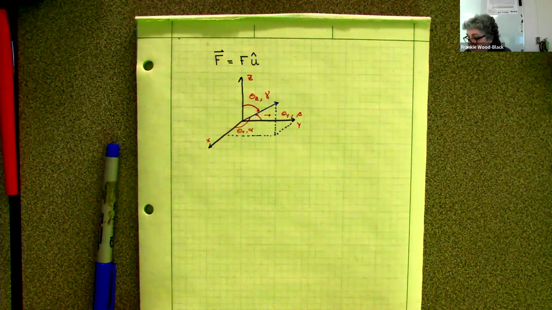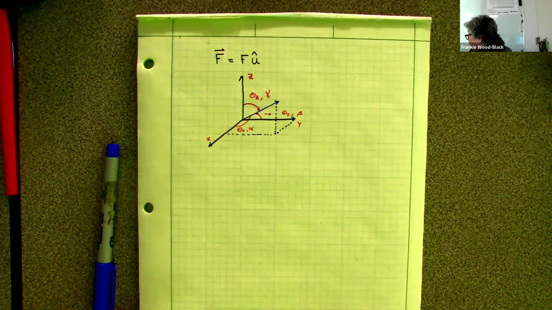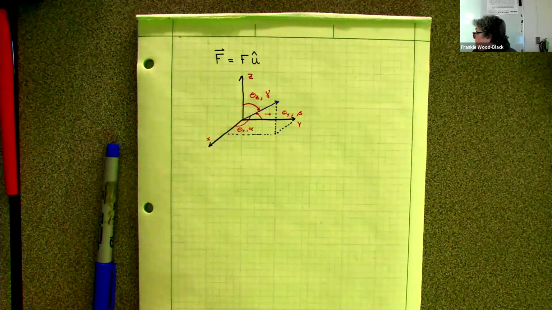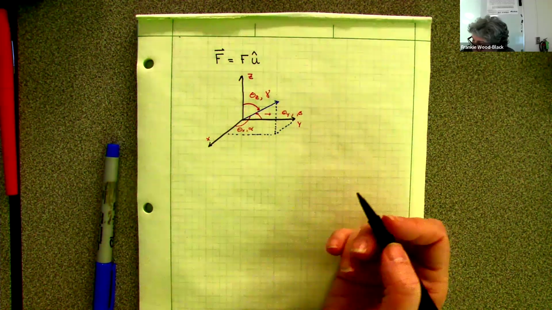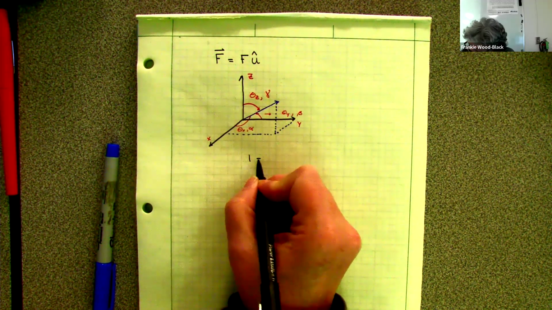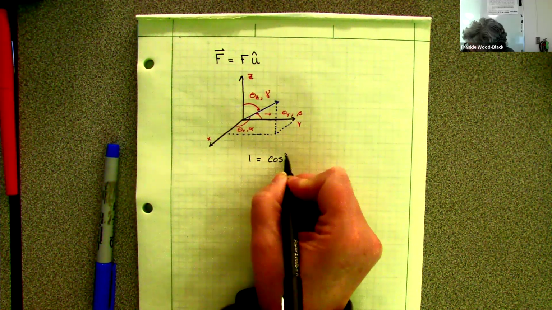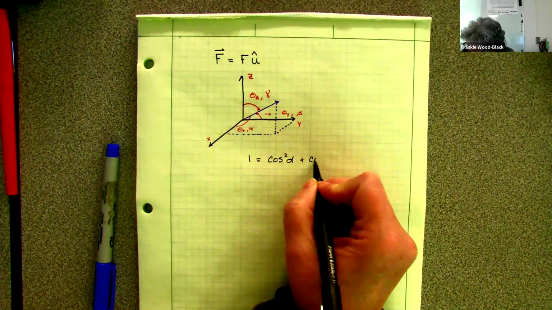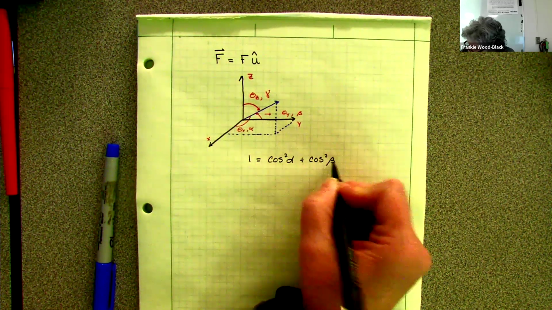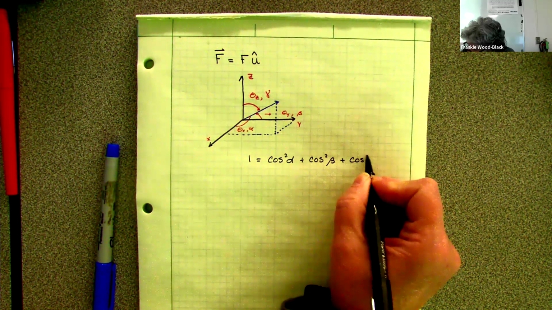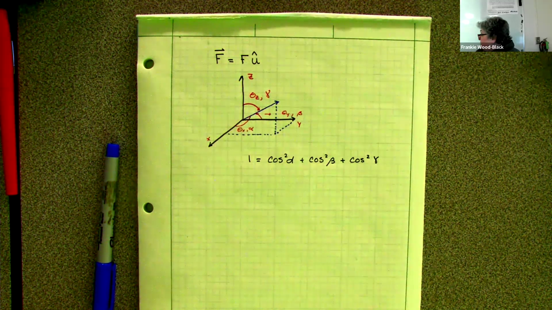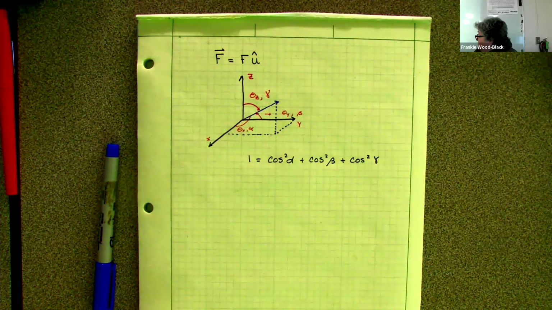I was going to look at being able to do what they have in the FE manual, but I don't remember what they have in the FE manual. But also remember that 1 is equal to the cosine squared of alpha plus the cosine squared of beta plus the cosine squared of gamma. So I've got those pieces all the way around.